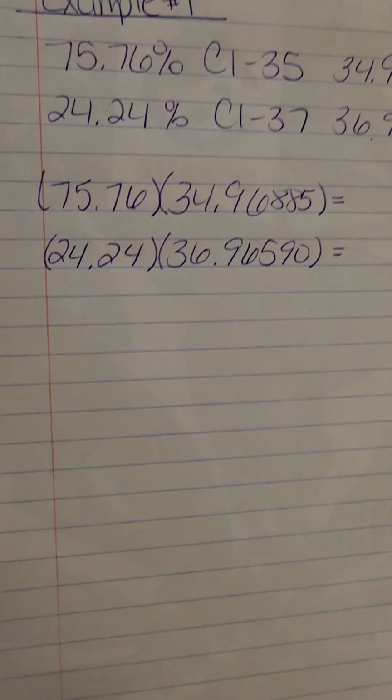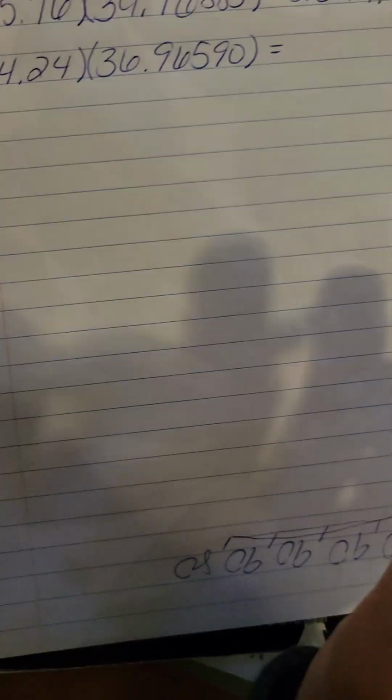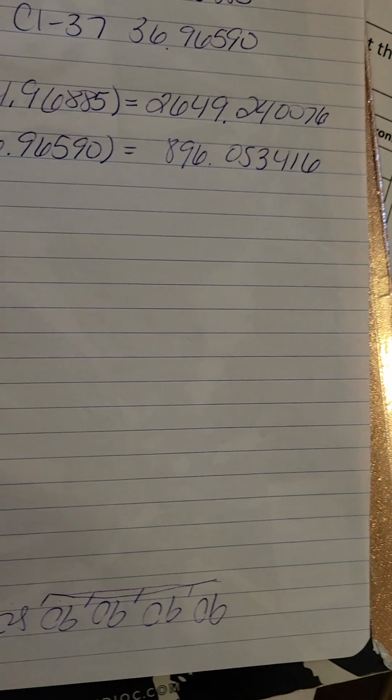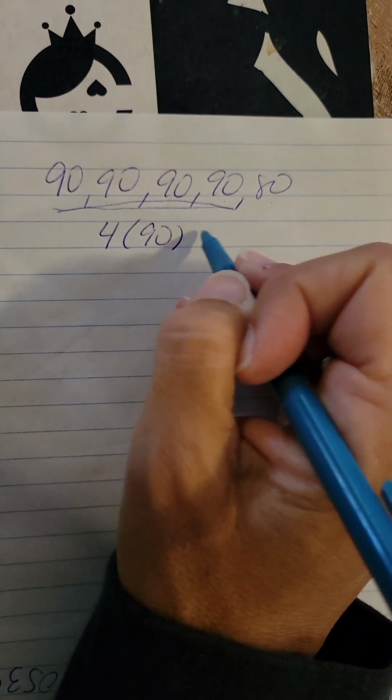And these numbers I just got from your slides. They'd have to be given to you. So that's where I got that information from. Okay. All right. So if I multiply the first ones there, I get 2,649.240076. And when I do 24.24 times that, I get 896.053416. Okay.